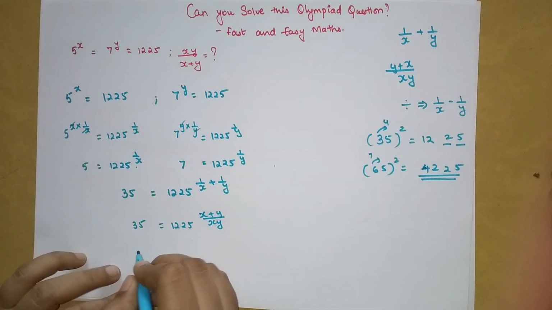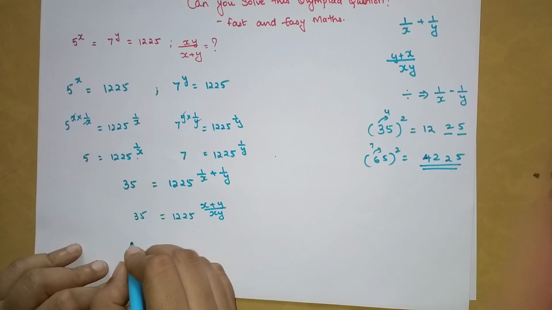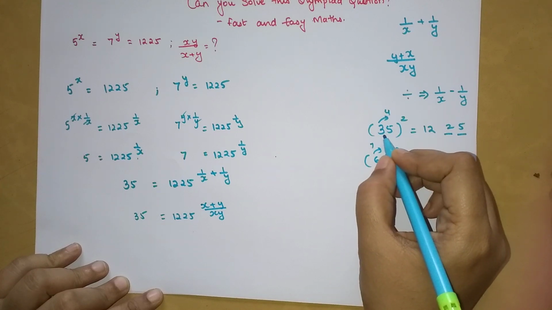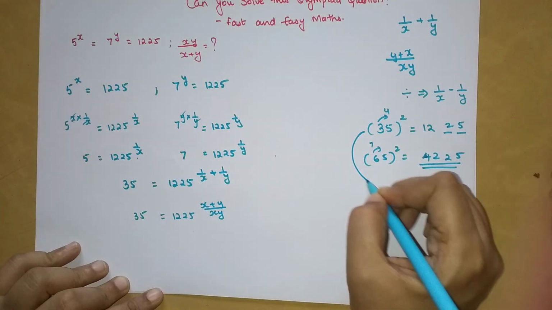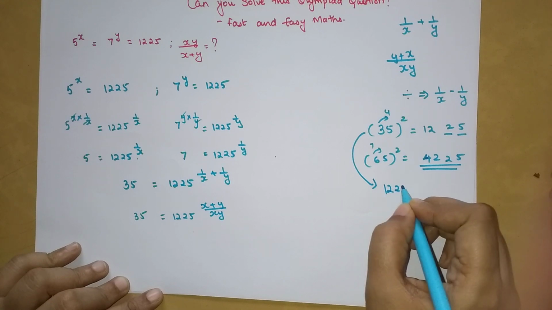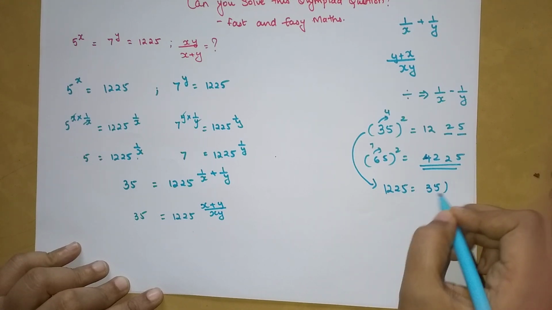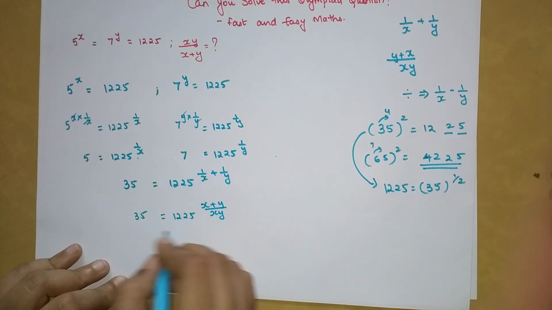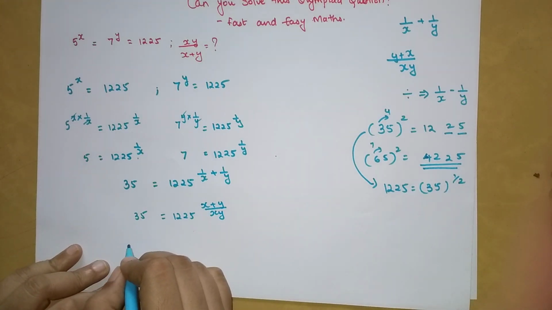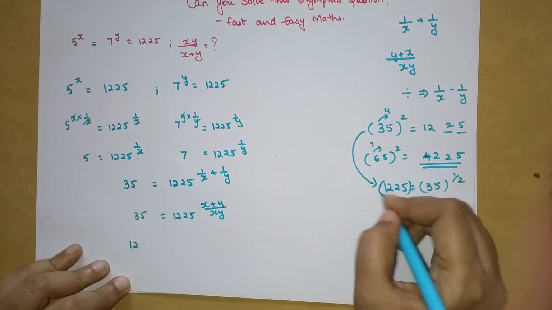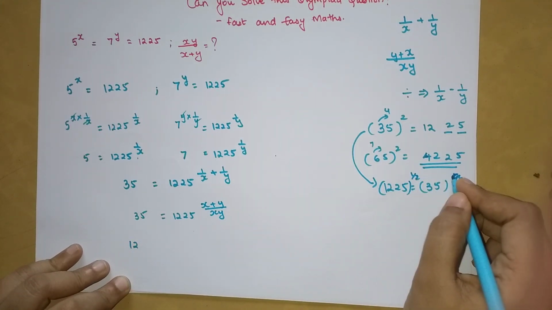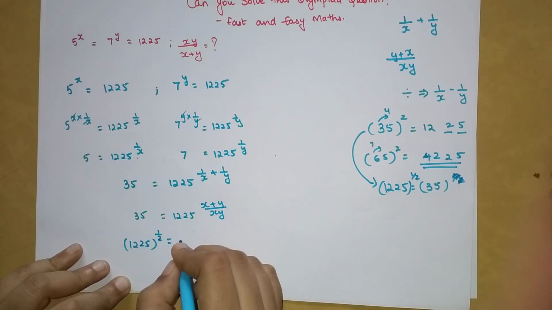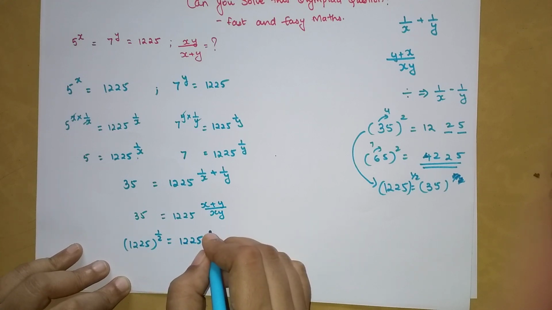So here I can say that 35 raised to 2 is 1225, I can also say that 1225 raised to half is equal to 35. Sorry, I'm so sorry for that. So I can write this as nothing but 1225 raised to half is equal to 1225 raised to x plus y upon xy.